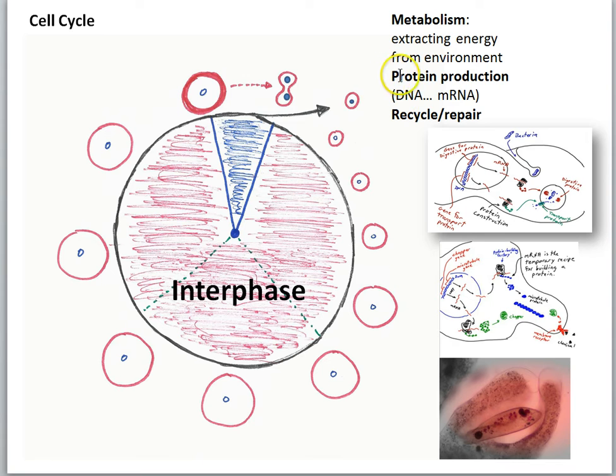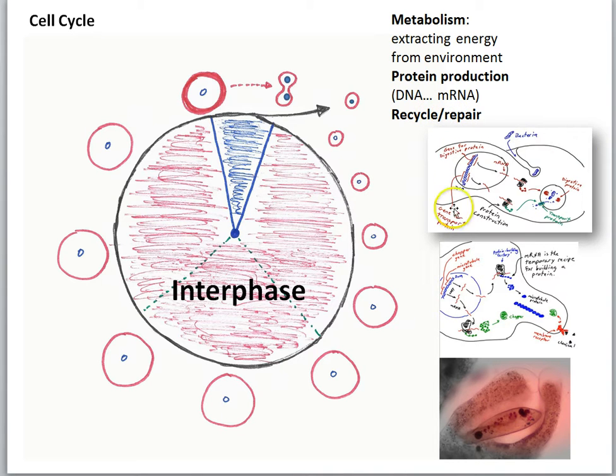In addition, the cell is making proteins. Proteins are the workers. To do all that metabolism, you need a whole team of proteins doing different kinds of chemical reactions. And remember, proteins are produced from the temporary recipe of messenger RNA, which is a copy of DNA in the nucleus. Cells are also recycling proteins, they're repairing damaged proteins, etc.